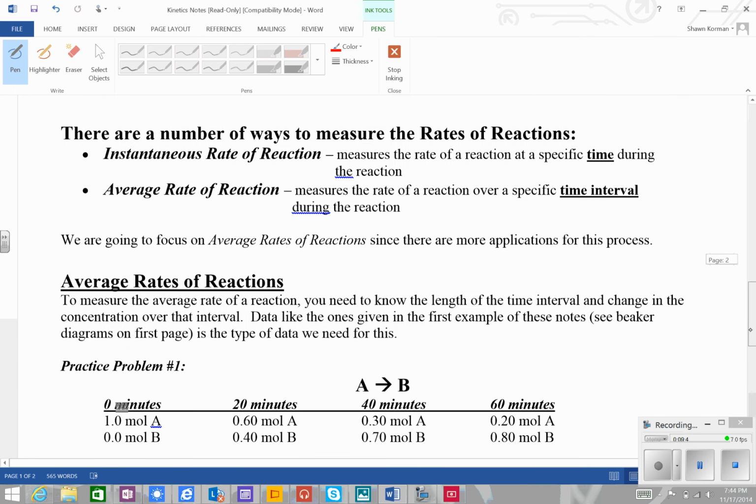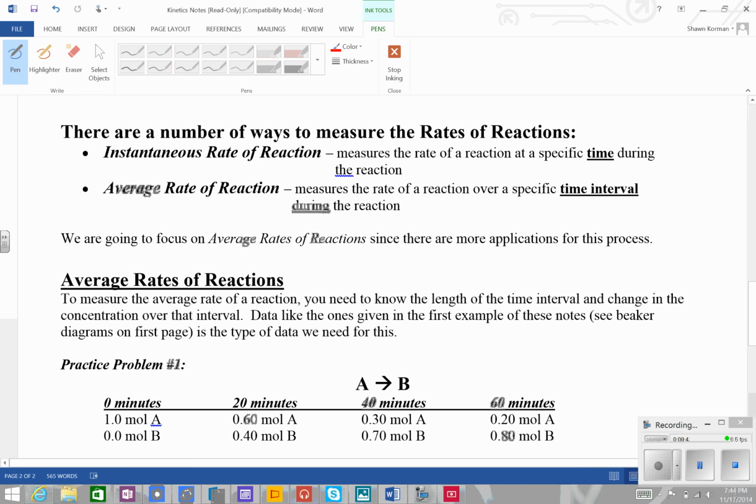Just real fast before we move on to an example of the rates of the reaction, there's actually two different types of rates of reaction. One's called an instantaneous rate of reaction, and the other one's called the average rate of reaction. I do want you to be familiar with both terms, but this is the one that we are going to use. Okay, that's the one we're going to calculate.